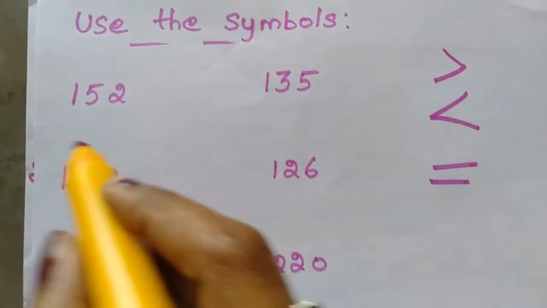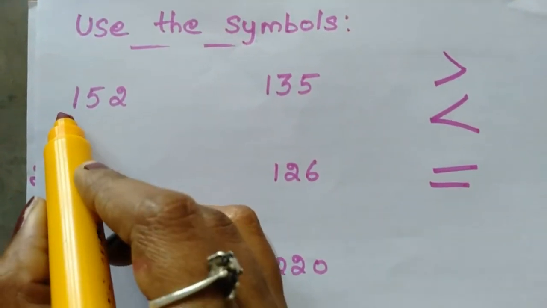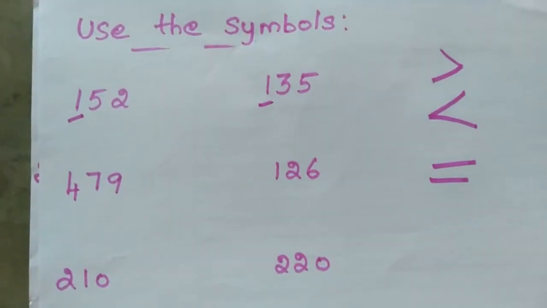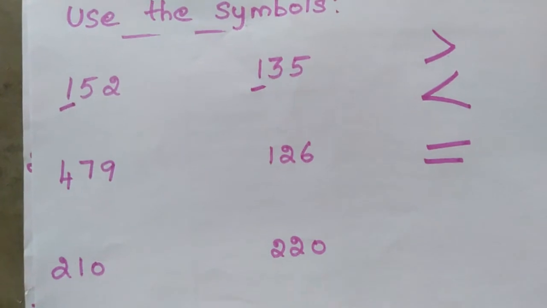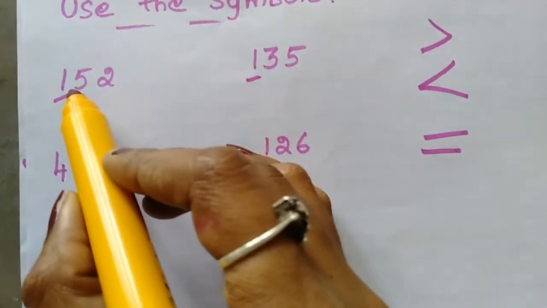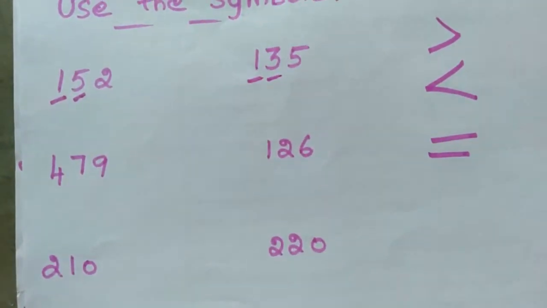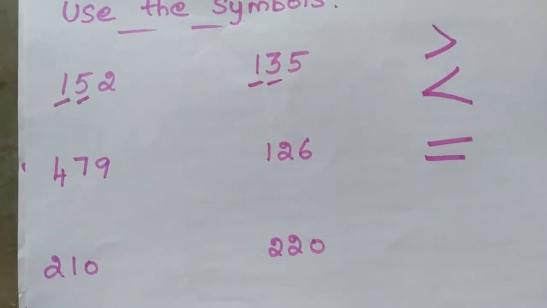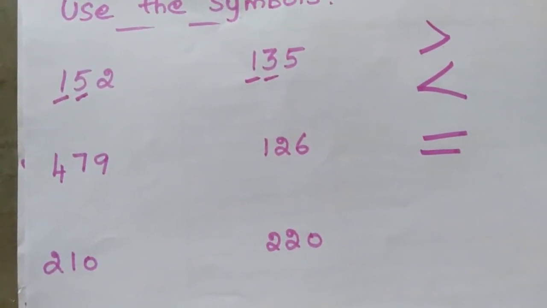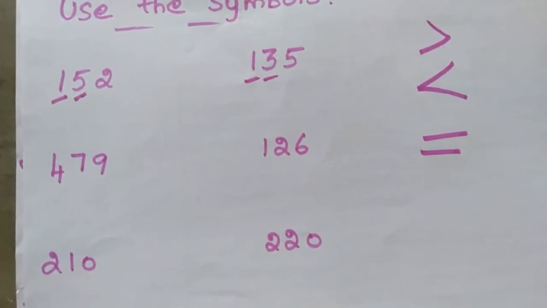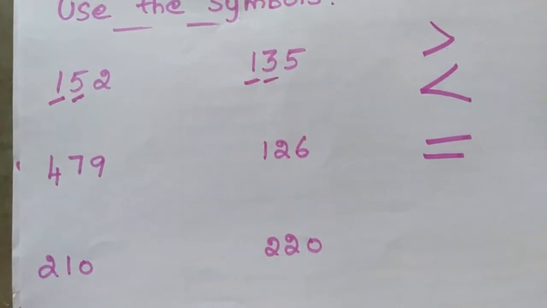You have to check. In the hundreds place, here 1 and here 1. So, what you have to do? You have to check the tens place. Here 5, here 3. So, 5 is the greater number, right? So, 152 is a greater number. 135 is the smaller number.